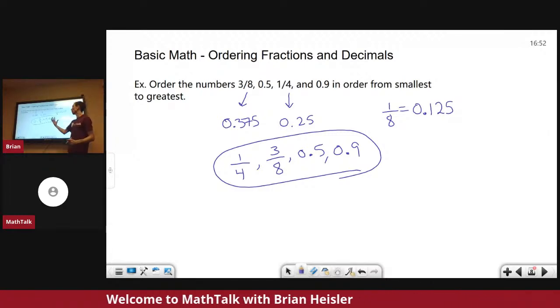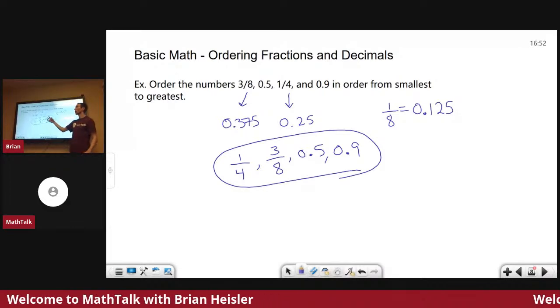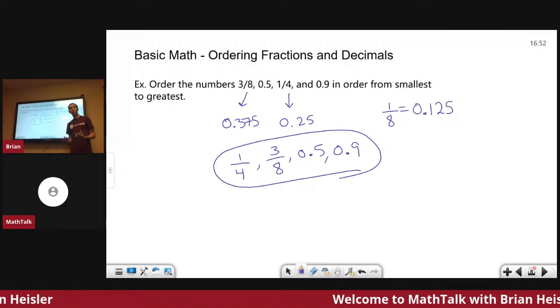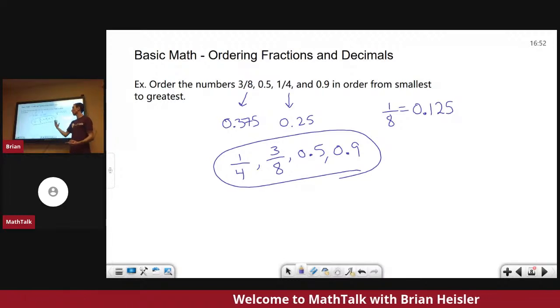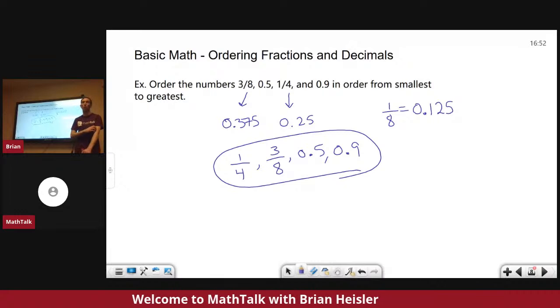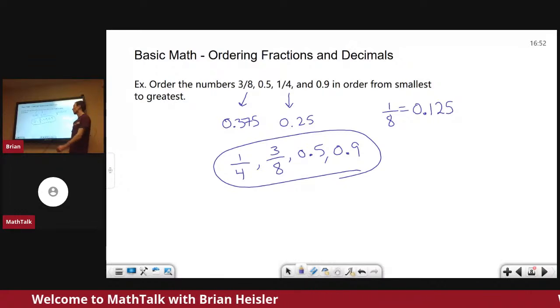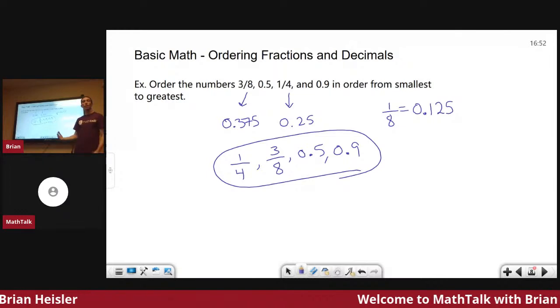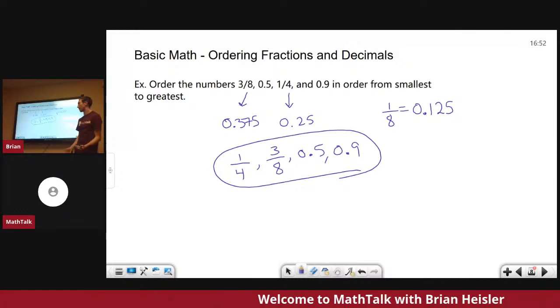And again, even though you have transitioned your fractions into decimal values, if this was a multiple choice question, you would see all the answers written in their original form. So they'd be back in fraction form. That's why I'm writing it like this. All right. So let's take a look at another example on basic math.